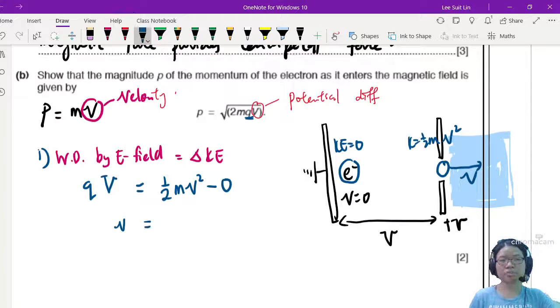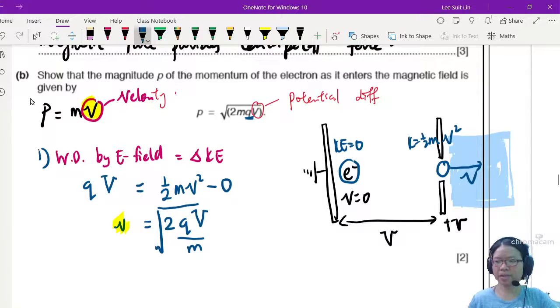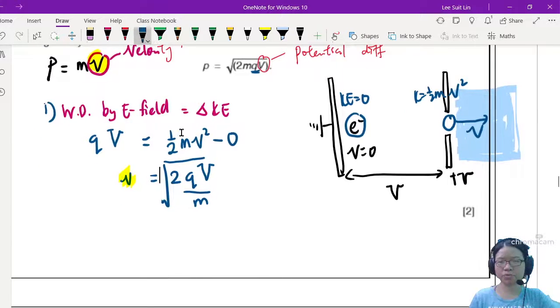So our purpose here is to substitute this v, velocity. All right, so the velocity is here. So I'm going to substitute this one by doing some rearranging. So I'll get the square root of 2qV over m. Okay, not a very nice term, but don't worry, we can soldier on.